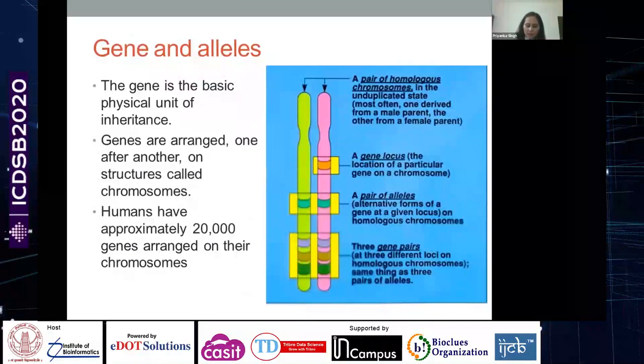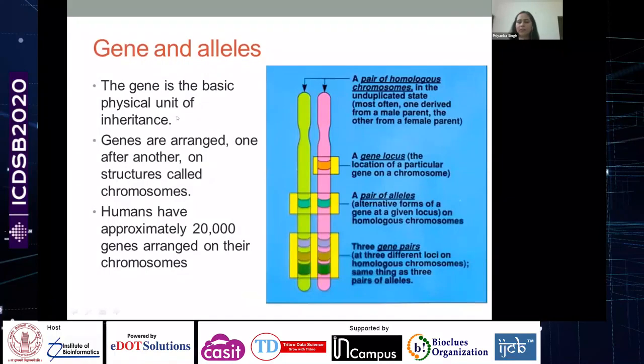On the chromosomes are present these genes. The gene is the basic physical unit of inheritance. As I showed you in the last slide, there are these pairs of chromosomes, which are called homologous chromosomes. One is from the male parent and one is from the female parent. The location of a gene on a chromosome is called the gene locus.